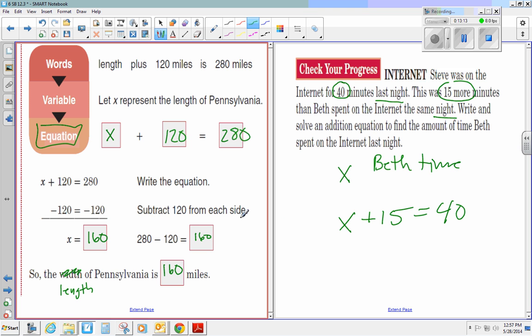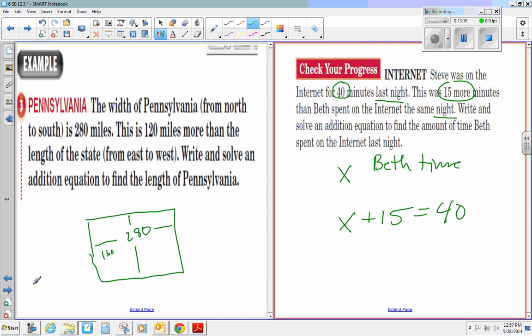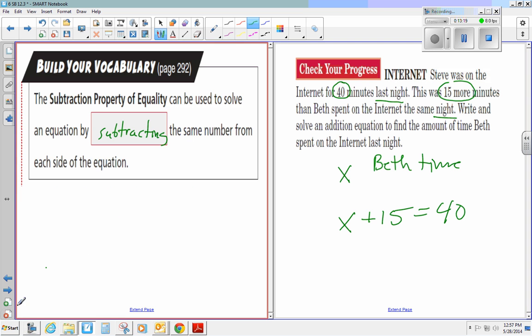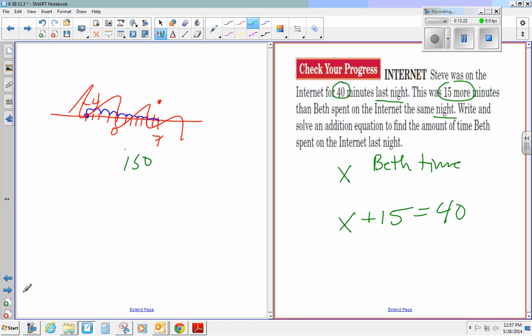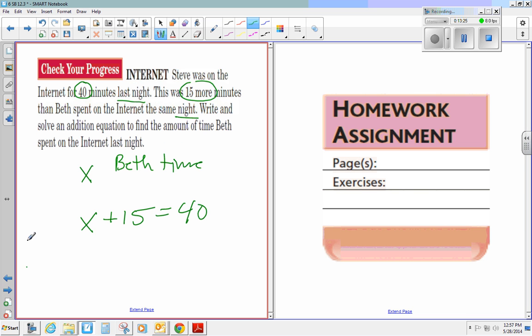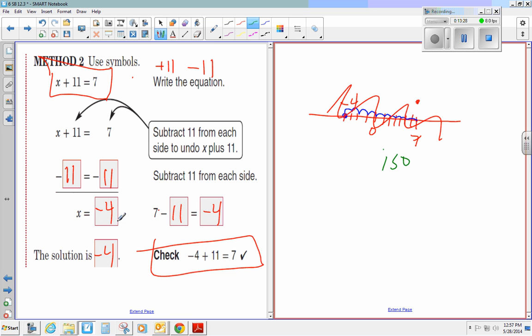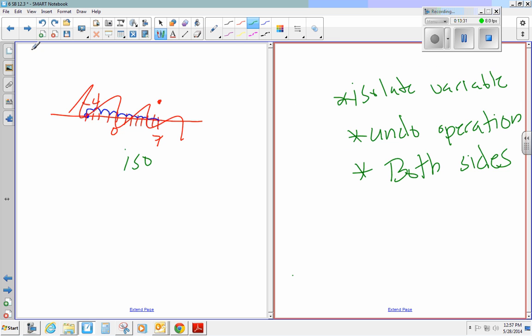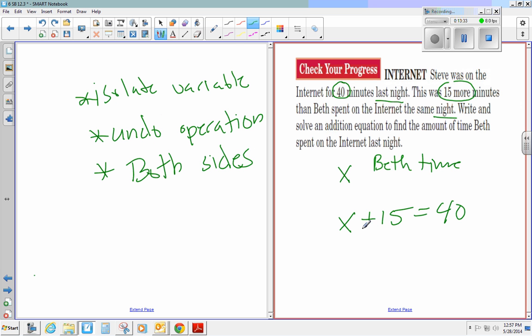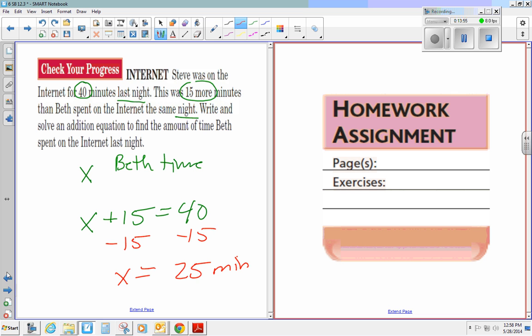And now, to isolate the variable and undo operations, what is being done to the x? Well, plus is being done to the x, so we minus. It's plus 15, so we minus 15. And that means that the amount of time Beth spent on the internet was 25 minutes.